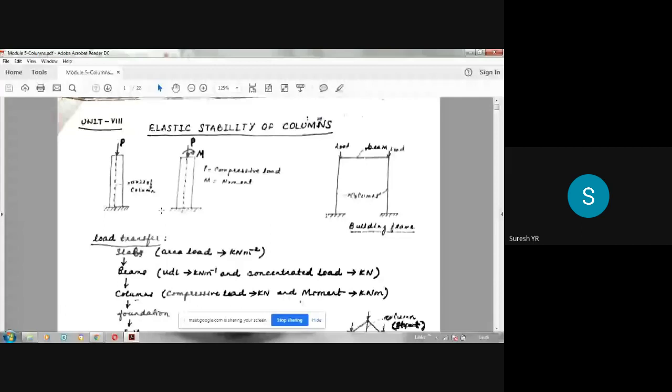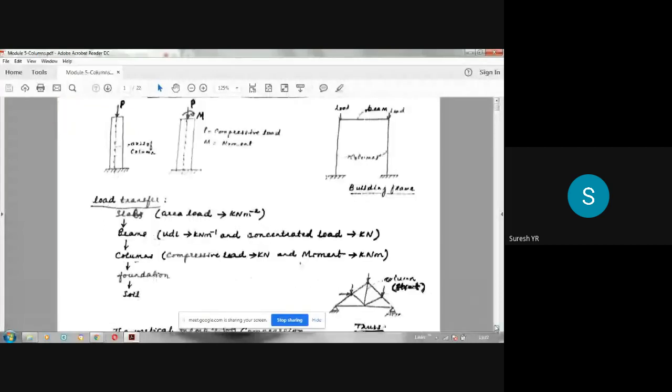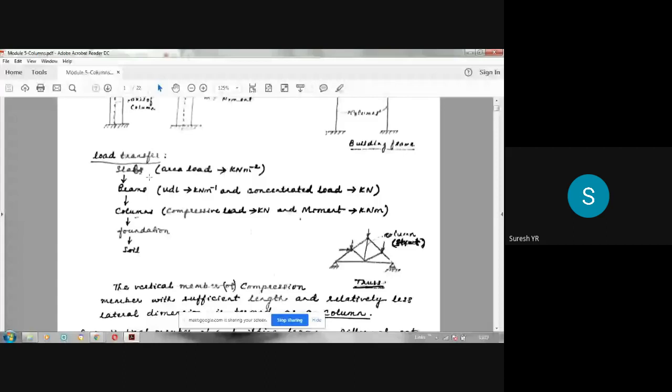Normally the load transfer in a structure will take place like this. All of you know that a roof is nothing but a slab. Normally the load on the slab acts over an area. Kilonewton per meter square is the area load acting on the slab. Then from the slabs the load will be transferred to beams. The beams are horizontal members. At some 3 meter, 4 meter intervals, these horizontal beams are provided. They will support the slabs. So beam loads are normally taken as UDL.